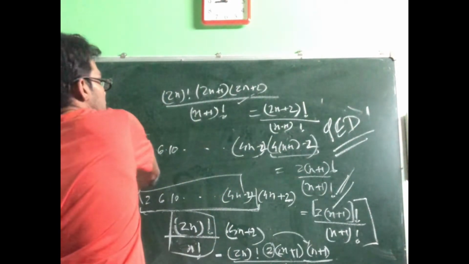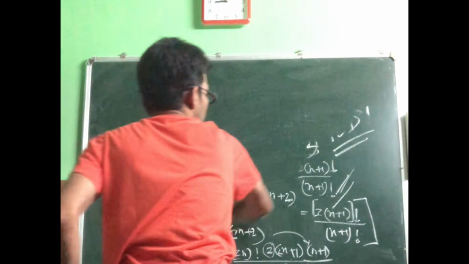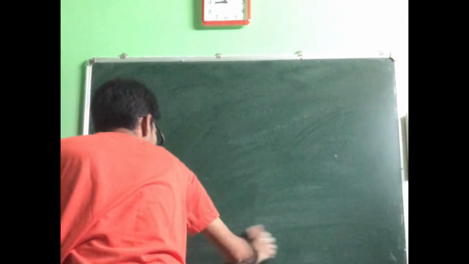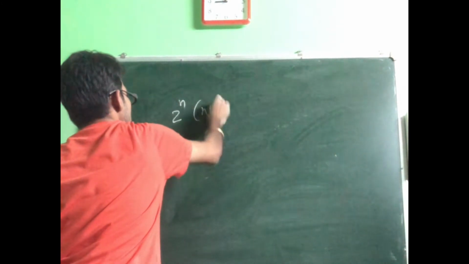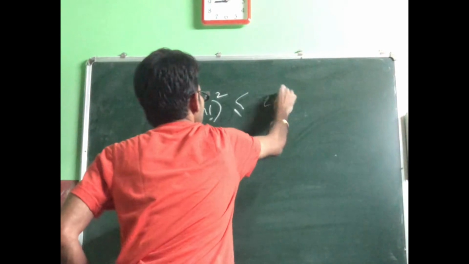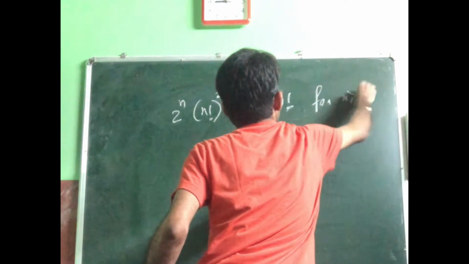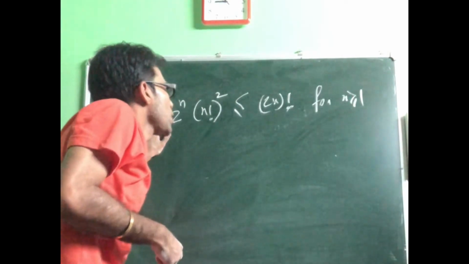So this particular value has got an application, and we'll be using that application to solve a problem. And the problem is we need to prove 2 to the power n times n factorial squared is less than or equal to 2n factorial for n greater than or equal to 1. This is what I am required to prove.